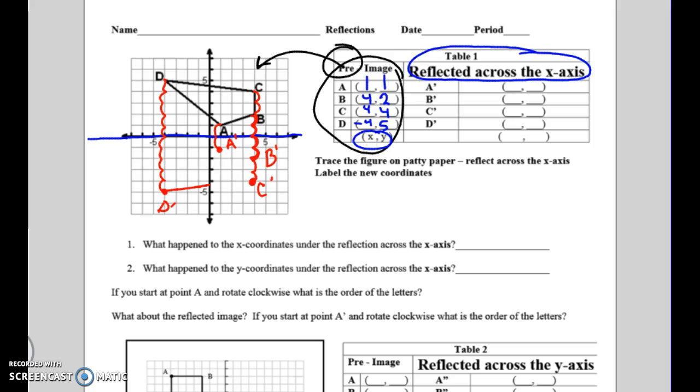Question, did this shape change size? Did the orientation change? Yes. What does that mean, Miss Ramsey? I don't understand. The letters flip.